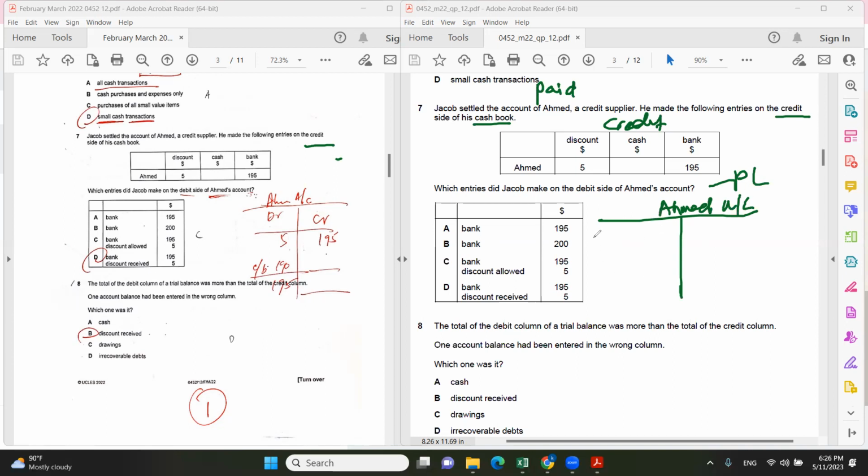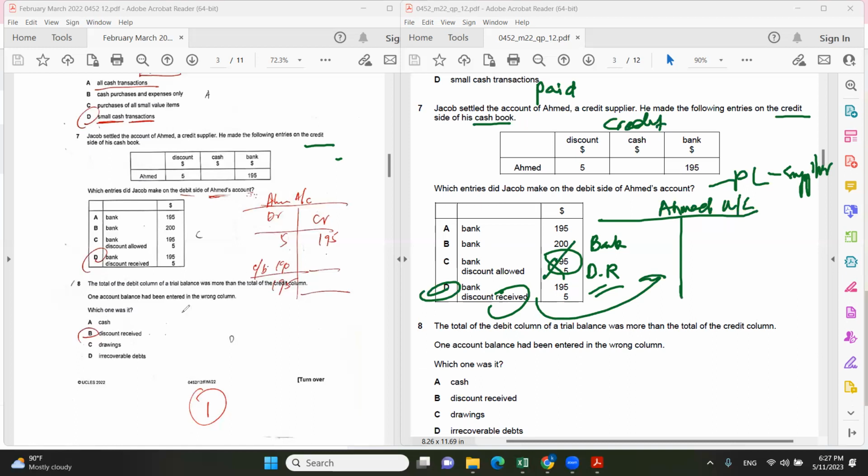Here he will put bank. He will put discount received. Because this is a supplier, supplier is discount received. So these two amounts, this is discount received. This discount received will be sitting in here. So the answer should be D.